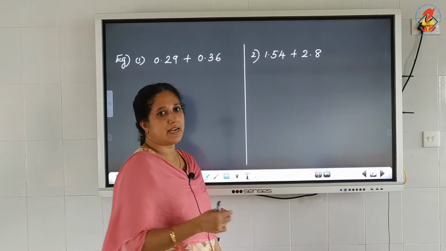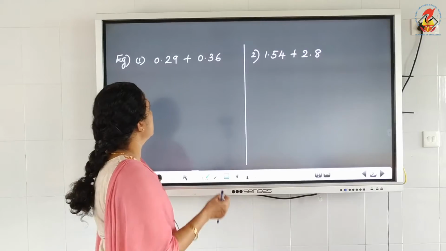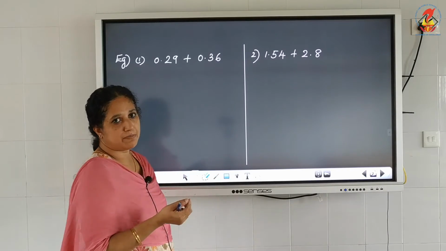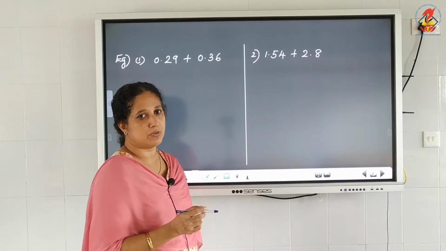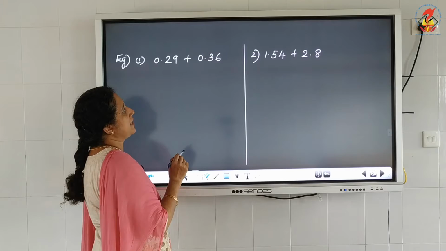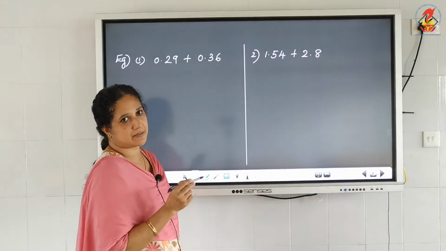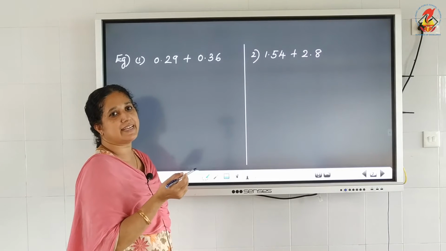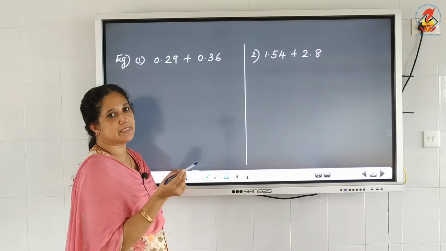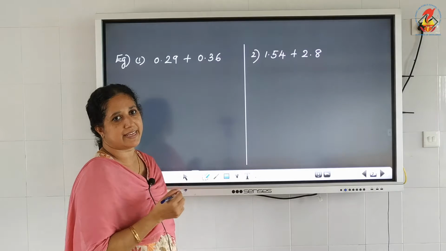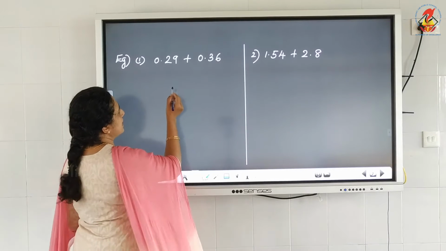Now the first one is addition of decimal numbers. So we have to add the decimal numbers, like in the whole numbers. First question, 0.29 plus 0.36. First of all look at the decimal places, whether they are like decimals. Here we have 2 decimal places, here also 2 decimal places. They are like decimals. So we can start adding.